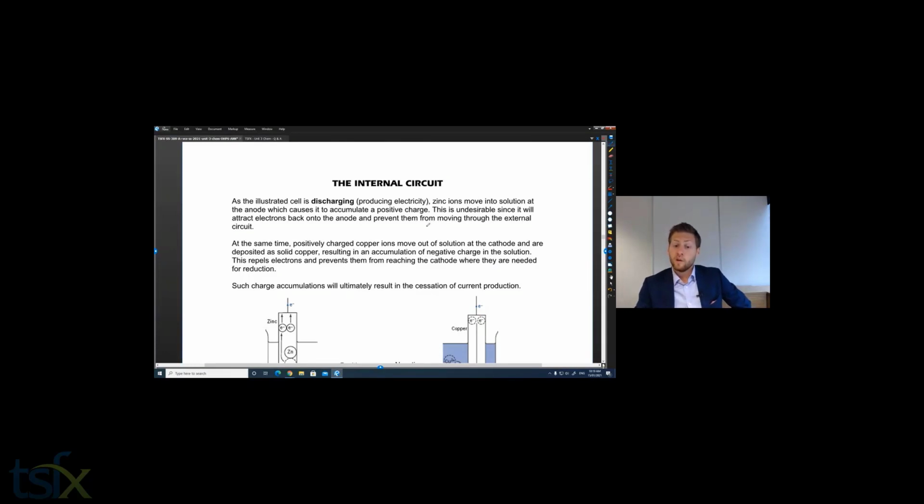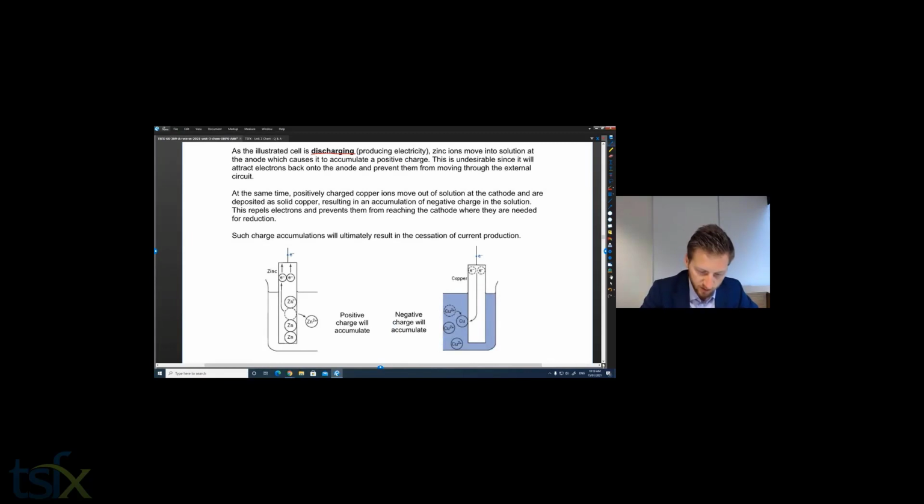All right, internal circuit is where we have, when the cell's making energy or producing electricity, zinc moves into solution, meaning the solid zinc that we had at the start goes into zinc ions, which dissolve in the water there. That's aqueous, if you can read my writing. And then for the copper, we've got copper ions gaining electrons and forming copper solid. So here we're getting more and more positive charge because there's more and more zinc ions. So the amount of positive gets bigger and bigger.